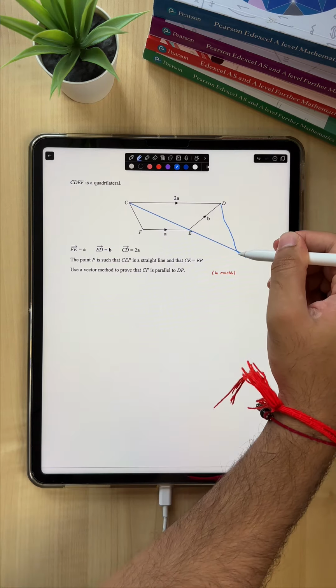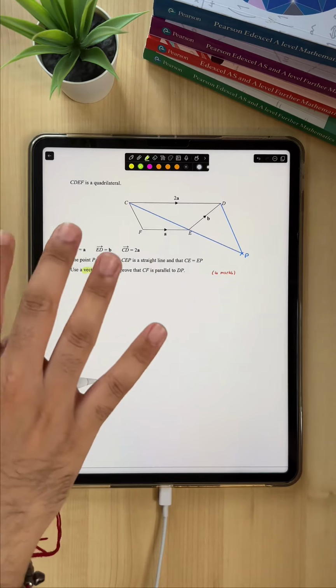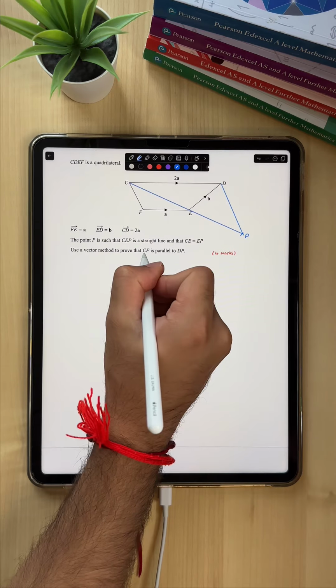DP is of course going to be this line here, and we need to show that these two are parallel. So essentially by vector method, we have to show that one is a multiple of another. And we can do that by getting everything in terms of A and B. So let's figure out what CF is.